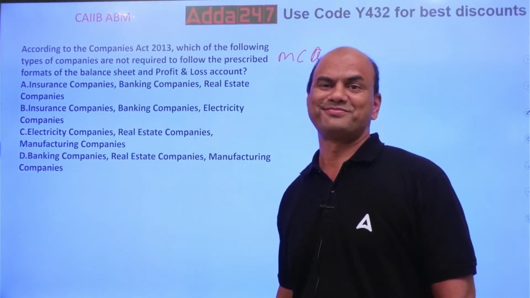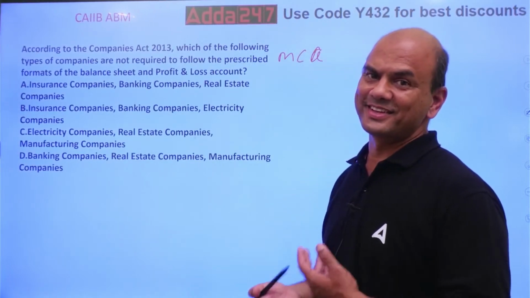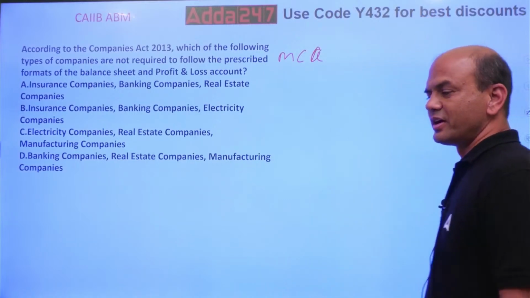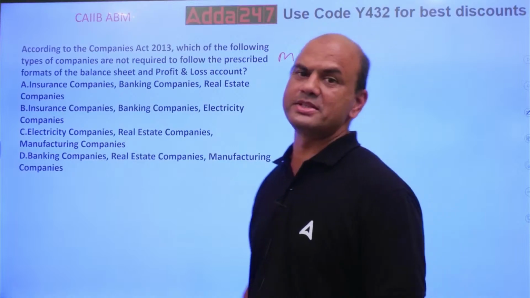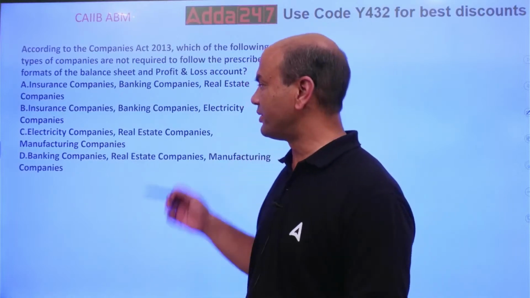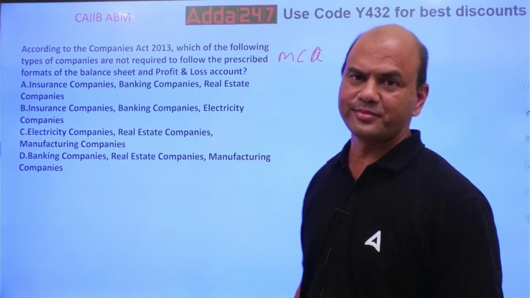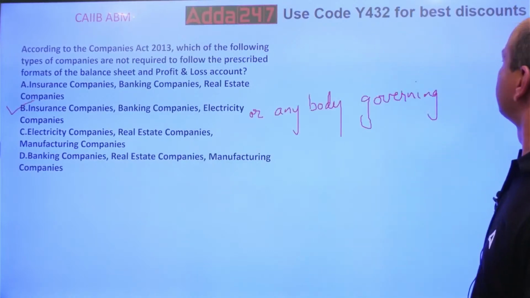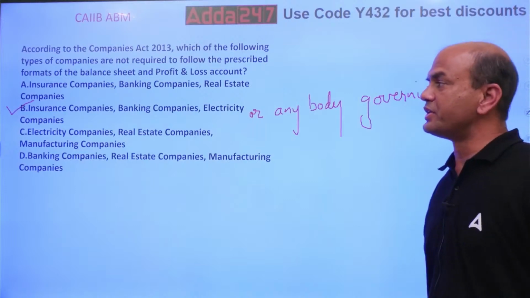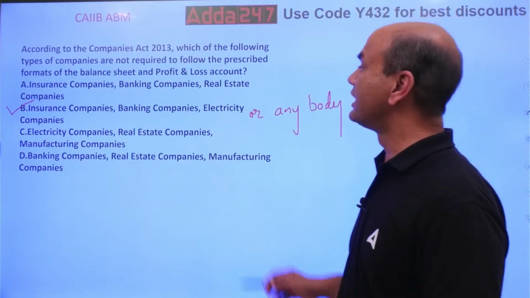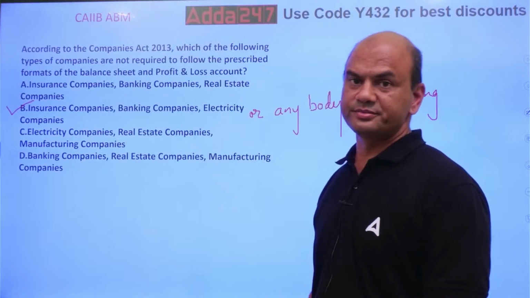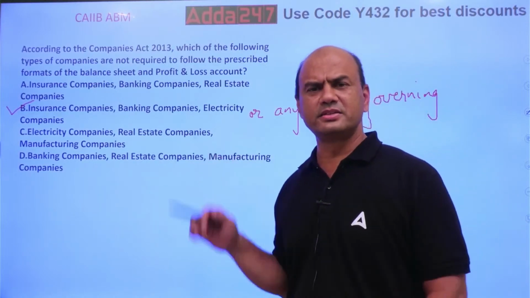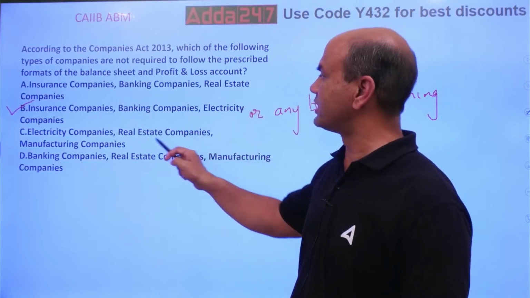Think. Think over it. Everyone think over it. Let me check. I am having the answer. It is insurance, banking companies and electricity companies. Now why these? Why only these? Why not real estate? Why not manufacturing?